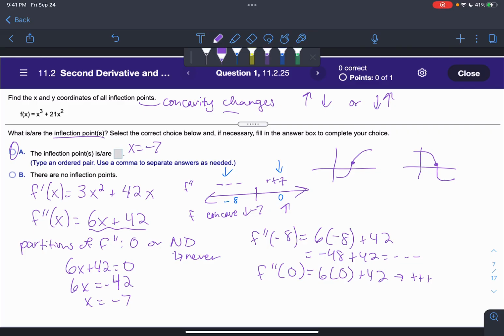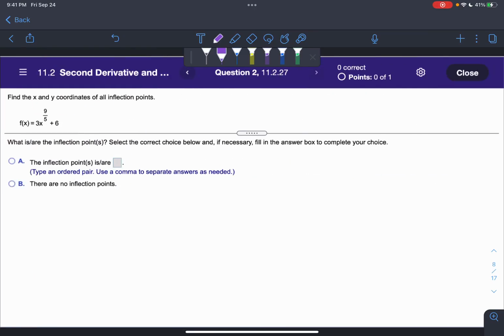Okay, let's do one more. Now we have a slightly, maybe more difficult, but I believe we can do it. So let's first find our first derivative. Just be careful because we have fractions now, so you can use parentheses and just take your time with it. So to take that derivative, I brought the power down. Now I'm going to decrease it by 1. I'm just going to write it as 5/5 instead of 1. Okay, and this simplifies to 27/5 x to the 4/5.